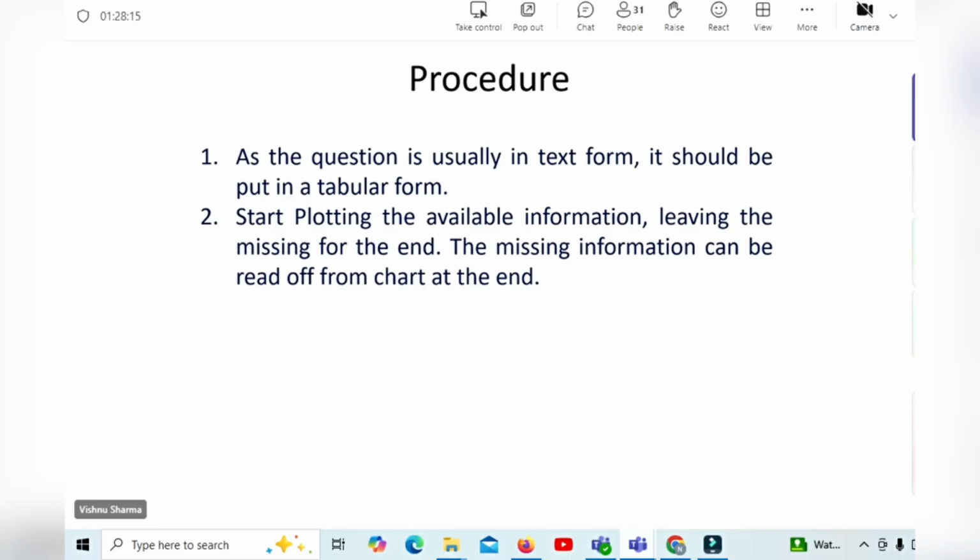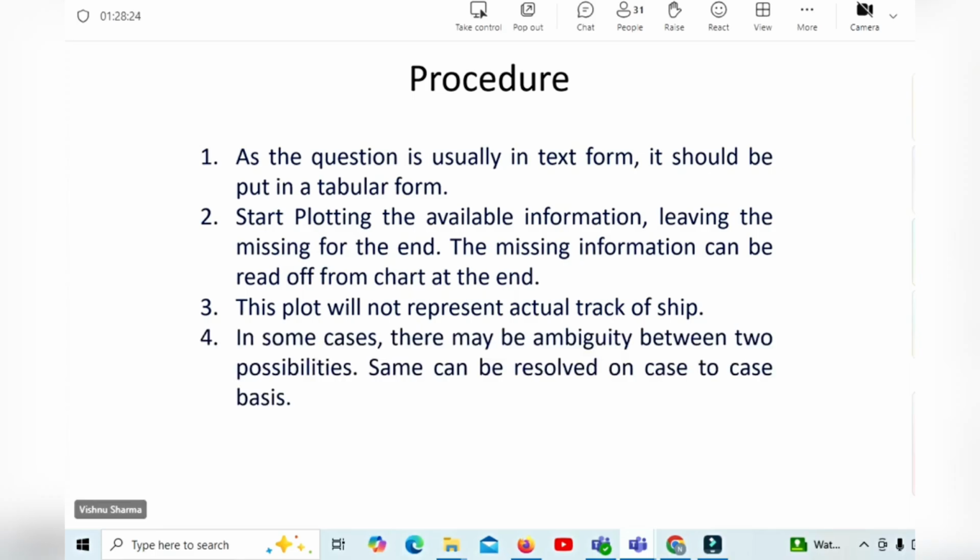That normally happens, right? The plot will not represent the actual track. I'll explain it to you when we are doing the plot. In some cases, there may be ambiguity between two possibilities. The same can be resolved based on the information or the plotting on the chart, on a case-to-case basis.